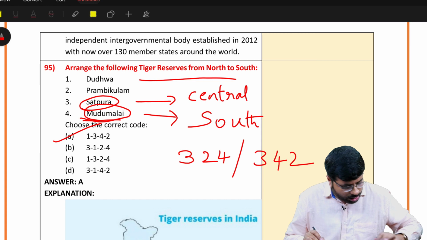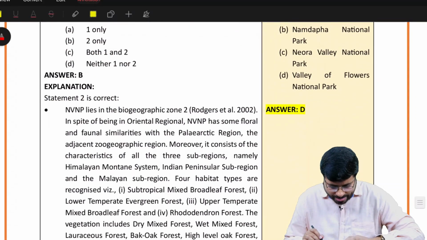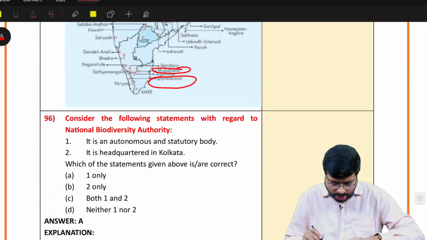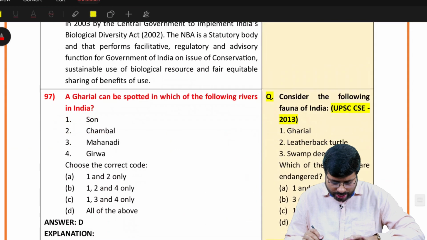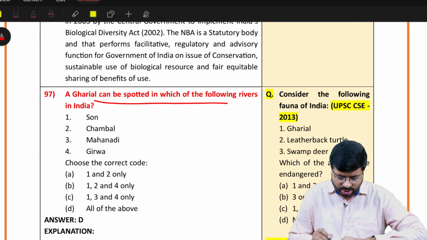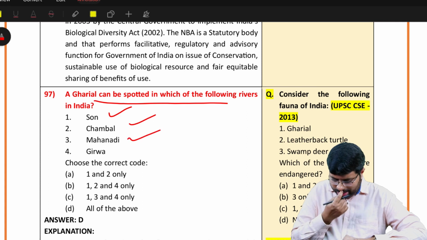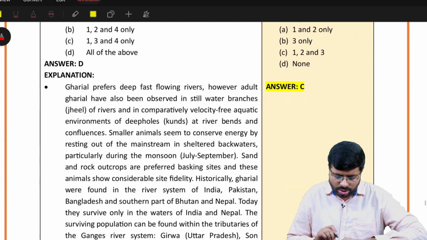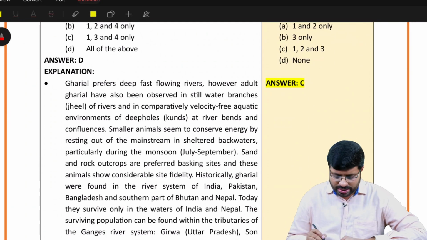Then question number 98. Okay, sorry, we have other questions as well. You can see question number 97. A gharial can be spotted in which of the following rivers? Gharial is a river-based freshwater crocodile, usually found in the Ganga. So with that, Son, Chambal, Mahanadi, it can be found around such places, and even in Girwa as well. So it is found in all those river-based places. So gharial is found in all of them.